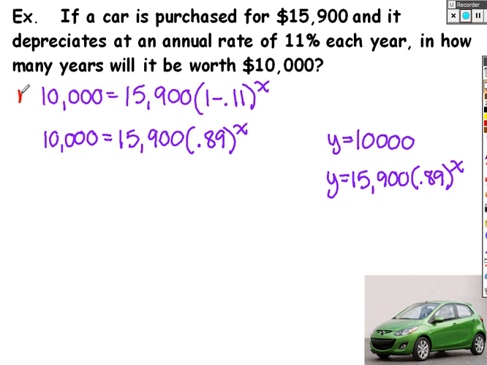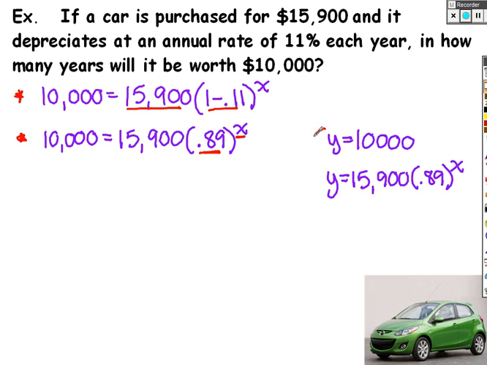So here's my starting equation. This is my principal amount. I'm losing 11% each year, which means the car would be worth 89% of what it was the previous year. It's depreciating, multiplying by 0.89 every year for x years, and I'm getting out $10,000. So that's the equation we're looking at.